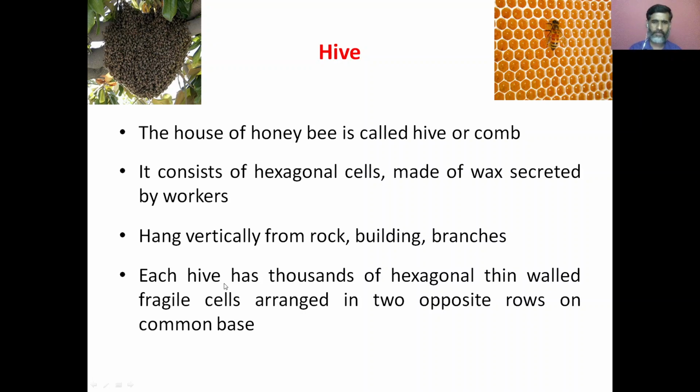Each hive has thousands of hexagonal, thin-walled, fragile cells arranged in two opposite rows on a common base. So that means there will be a common base. You will be able to see a large number of hexagonal cells on this side as well as on the other side. So you can see the large number of cells arranged on both sides of a common base.